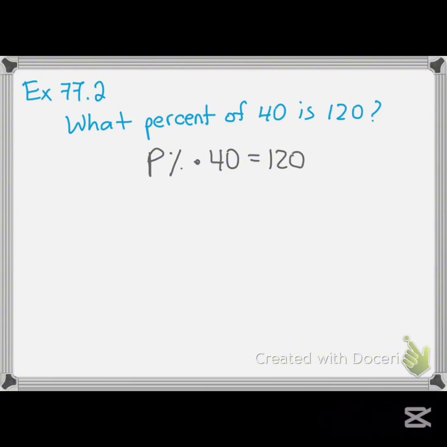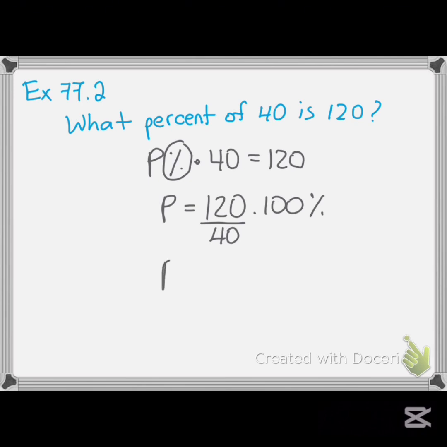Now remember that in this case, we need to leave the P alone. So we need to pass the 40 to divide. So we'll put 120, which is already there, divided by 40. And then this percent sign, to be able to pass it to the other side, I have to put 100%. I have to multiply times 100.